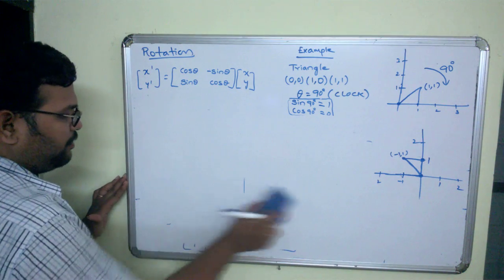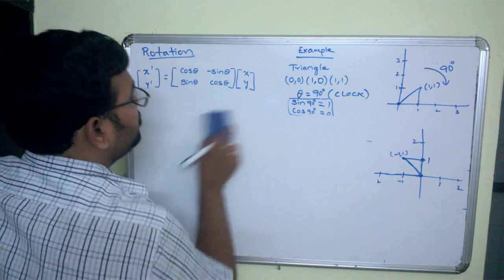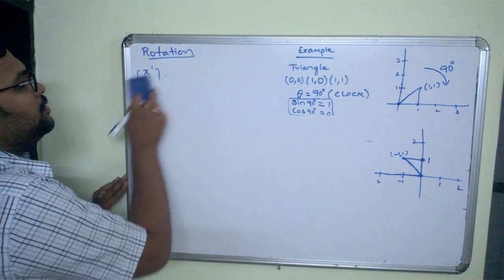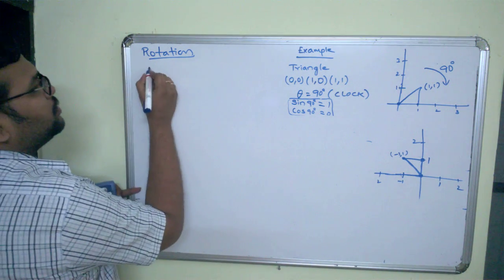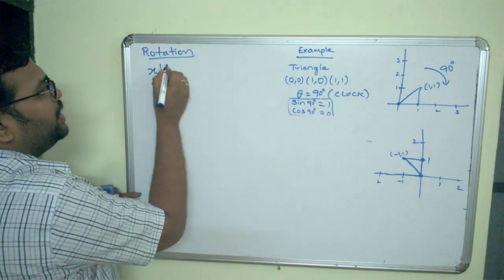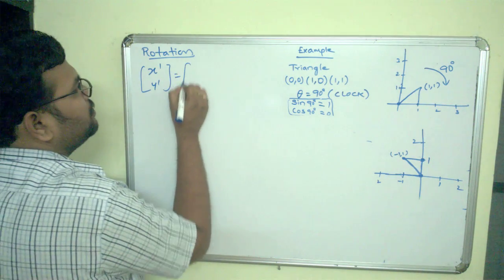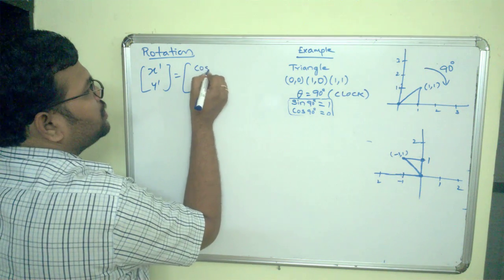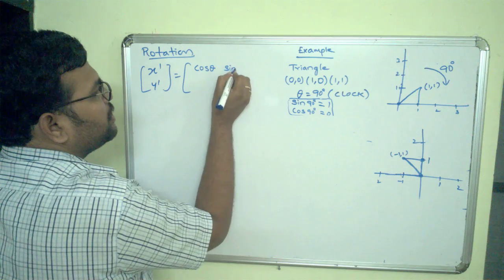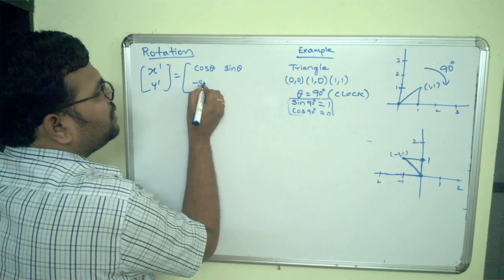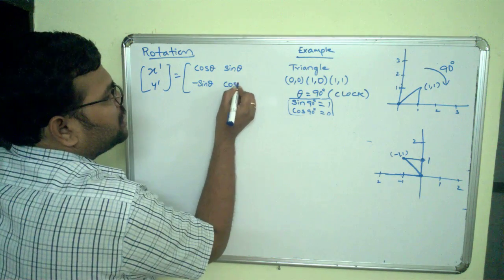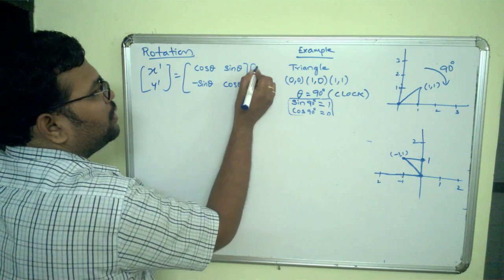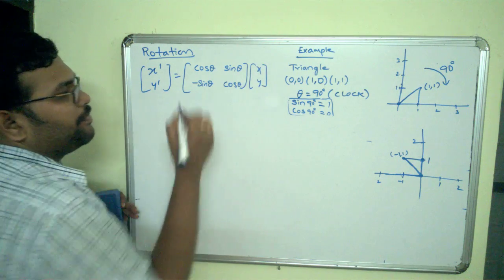Once again we have to write the formula. Now this formula will be changed. So [x', y'] is equal to [[cos theta, sin theta], [minus sin theta, cos theta]] into [x, y].